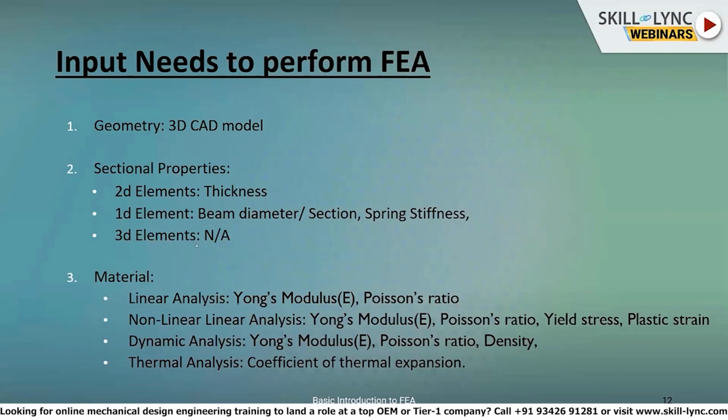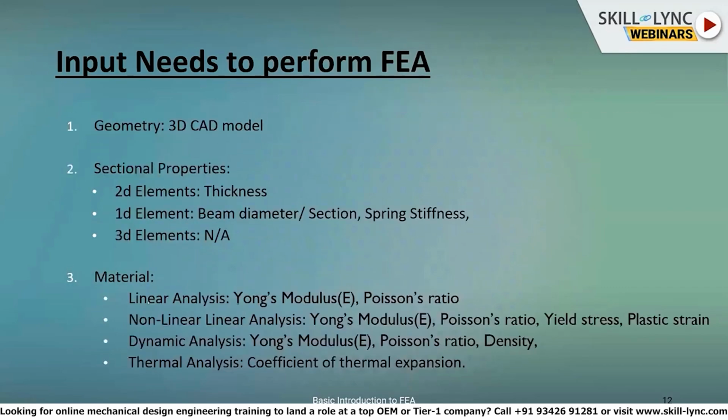For a 3D element, you don't need any sectional properties, because a 3D element is completely defining the geometry. So for that you don't need any kind of sectional properties. But after the geometry you will need these sectional properties, and you can take them from the CAD, and it is always good to verify that with your CAD department, and understand whether your considerations are correct or not. Then the third one is material.